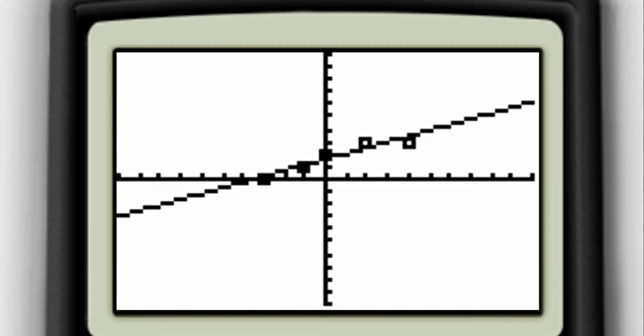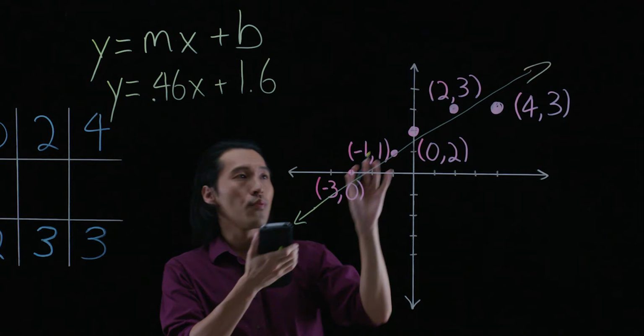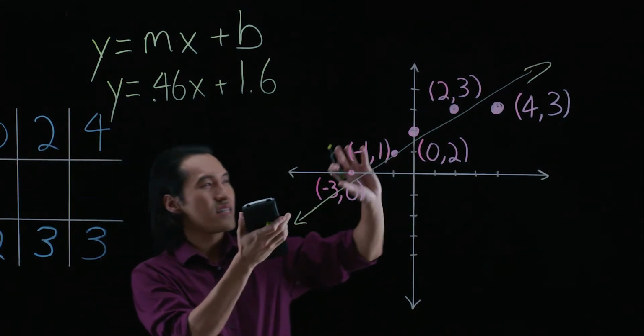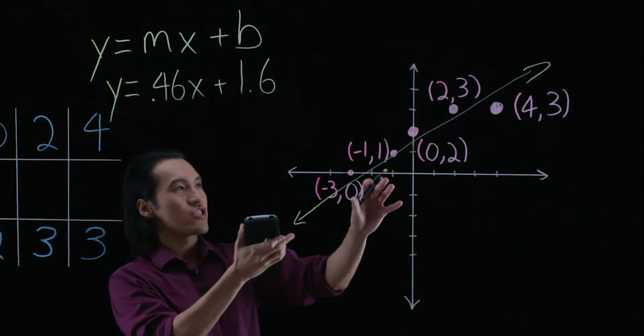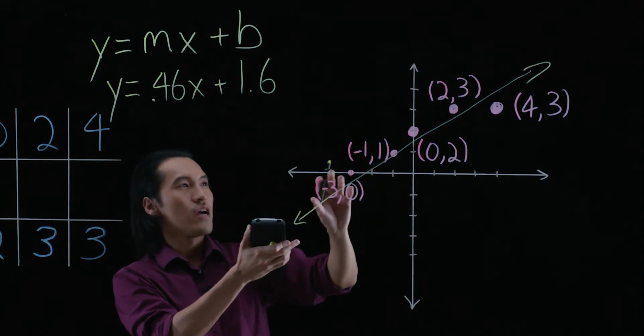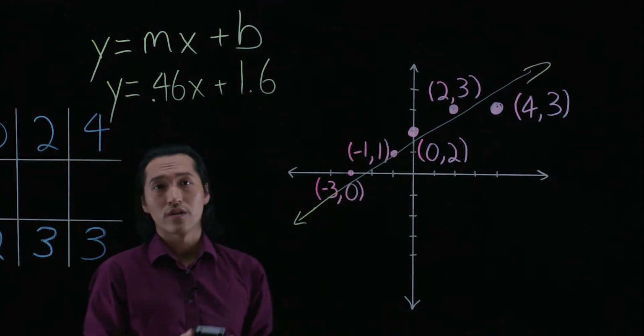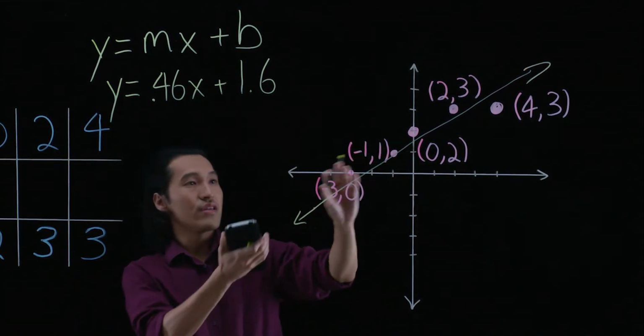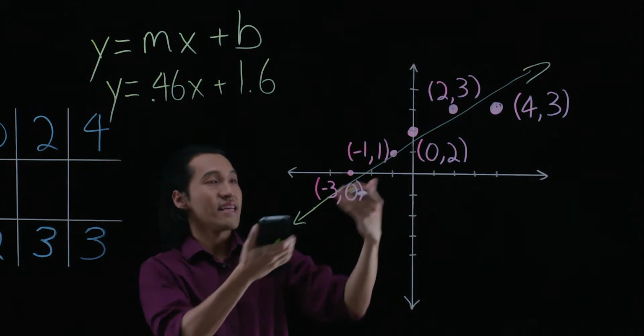The line should roughly be something like this, right? Because the whole point of the line of best fit is that it's a line that represents a generalization of how these points are shown, right? And we can also compare this line with the actual data that they gave us.